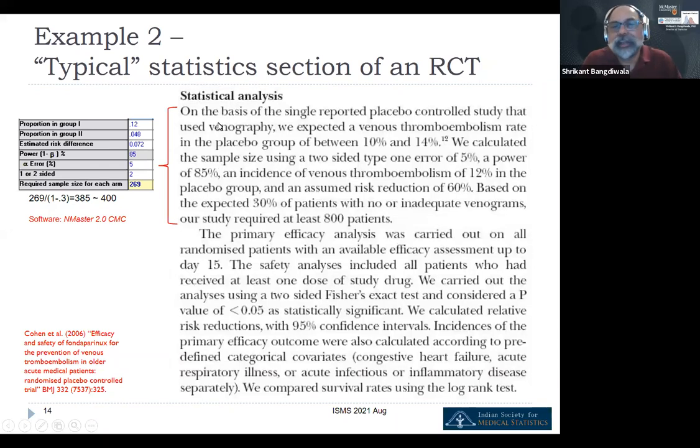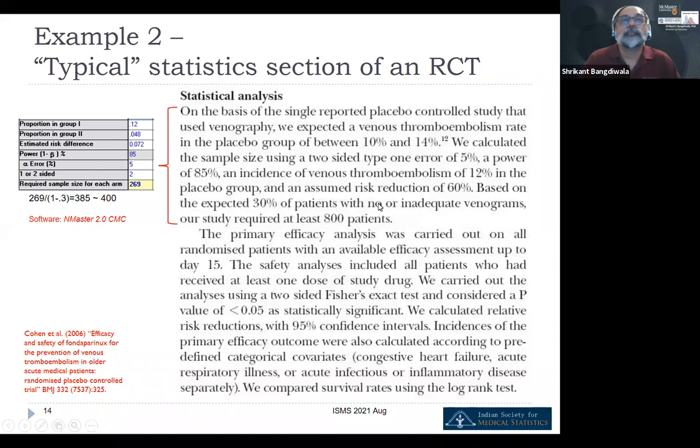Sample size is not analysis. Sample size is a design issue. That should be under methods, not under statistical analysis. You may want to call it statistical considerations of design or something, or put it in design early on.